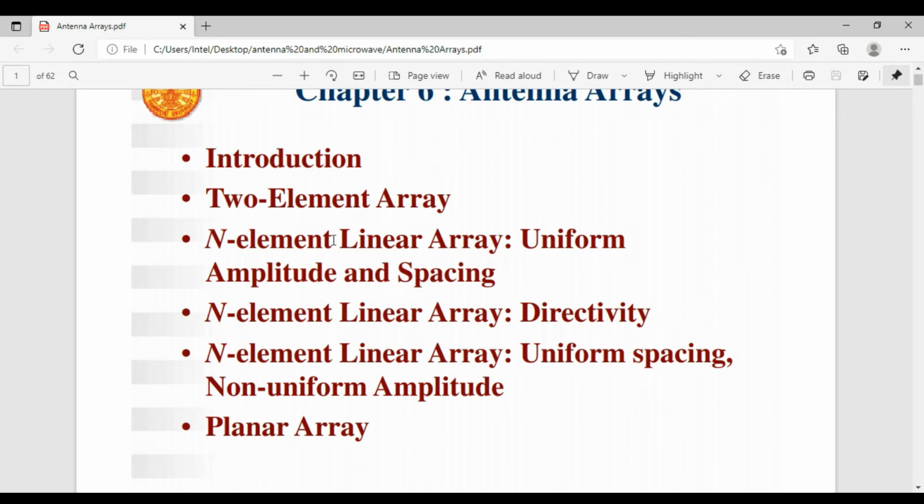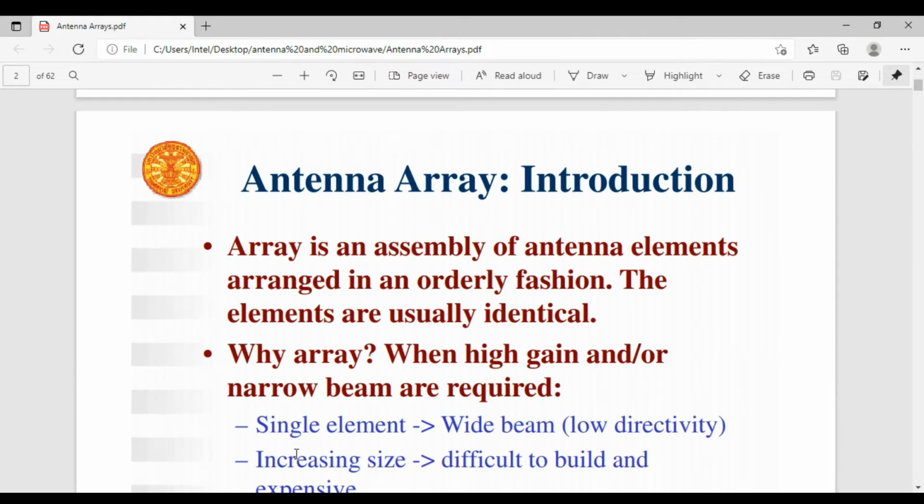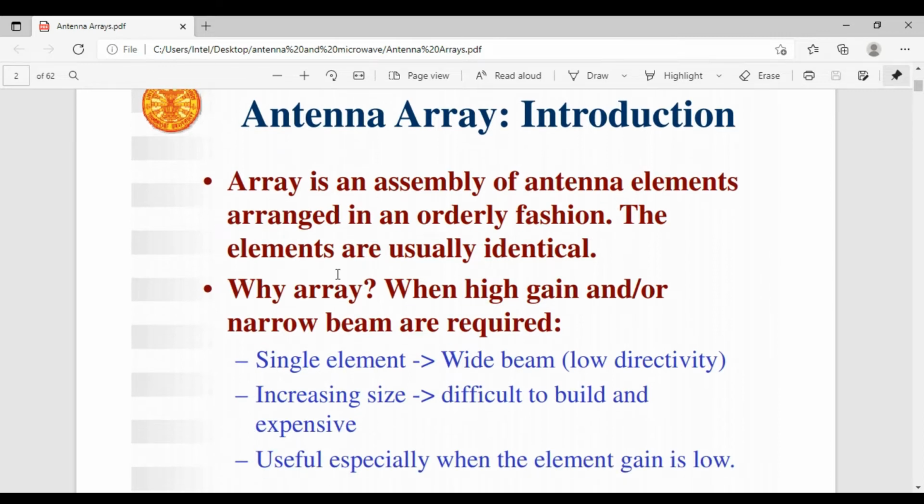Next it is the n element linear array directivity, and the n element linear array with uniform spacing and non uniform amplitude. Then there is the planar array. An antenna array is an assembly of antenna elements arranged in an orderly fashion. The elements are usually identical, the same.